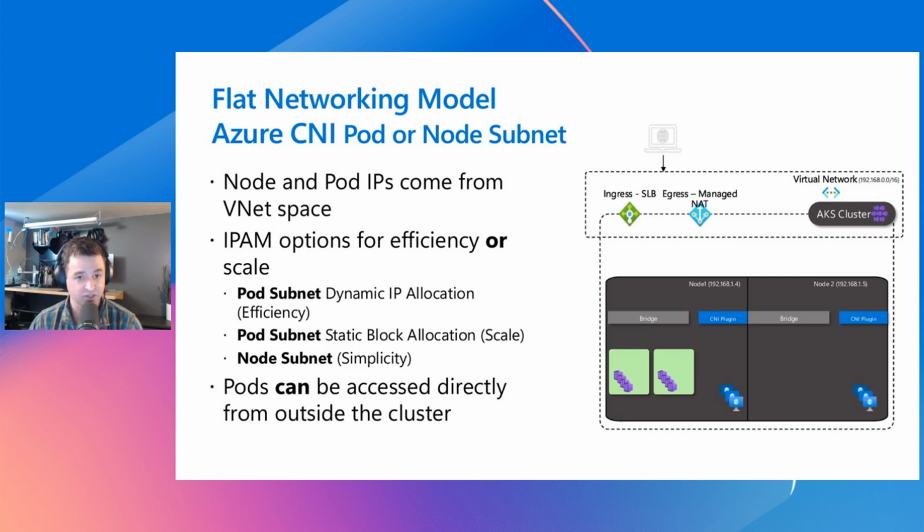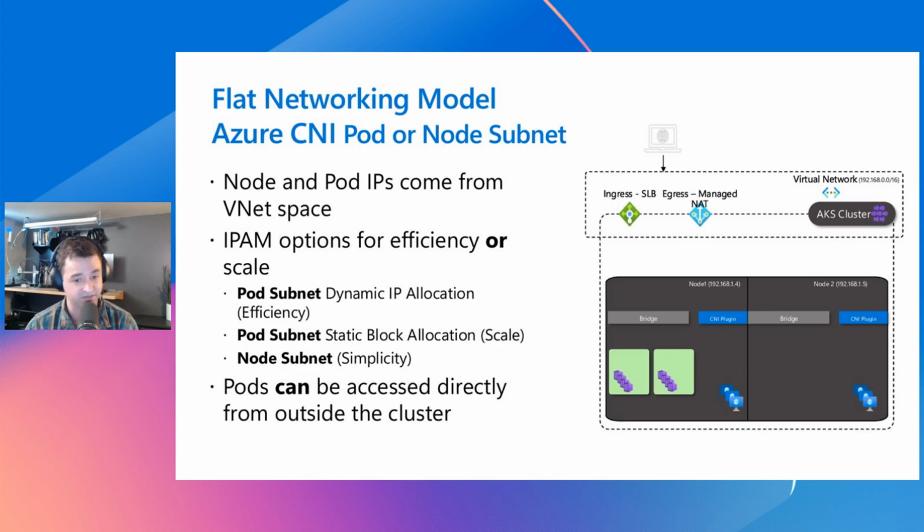For pod subnet, you have to have some subnet management. That comes with a little bit of complexity, because you have to delegate a subnet for your nodes and delegate a subnet for your pods, and make sure that you have that correctly scoped to handle the scale that you need. The same goes for pod subnet static block allocation. This is for scale. We recommend this mainly if you're going to do something really high scale. With dynamic IP allocation and node subnet for that matter, you run into a limitation of 64,000 IPs for your nodes and pods. So you're going to hit a limitation depending on your scale pretty quickly.